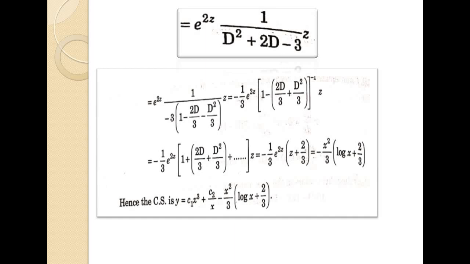We have reduced this equation to a constant coefficient linear differential equation in the variables y and z, and we have solved that constant coefficient linear differential equation by finding a complementary function and particular integral, and we have replaced e power z by x or z by log x. Finally, we got the complete solution of the given linear differential equation with variable coefficients in terms of y and x. Thank you.